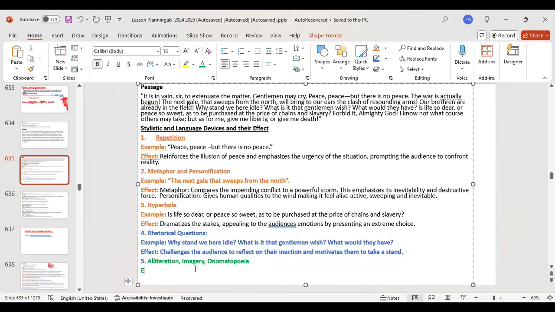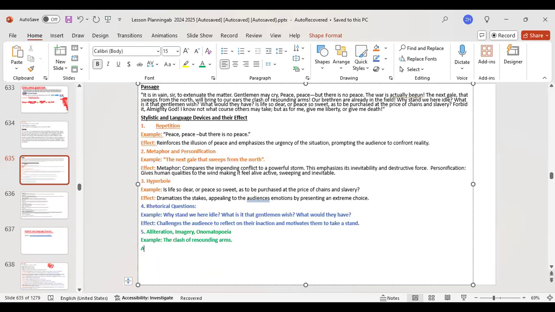So where do you see the example of an onomatopoeia in this? What's the example? The clash. Very good. So what word is the onomatopoeia? Clash. Very good. The clash of resounding arms. And what effect would it have? So let's talk about the alliteration first. Wow, y'all can't see that, that's too small, right?